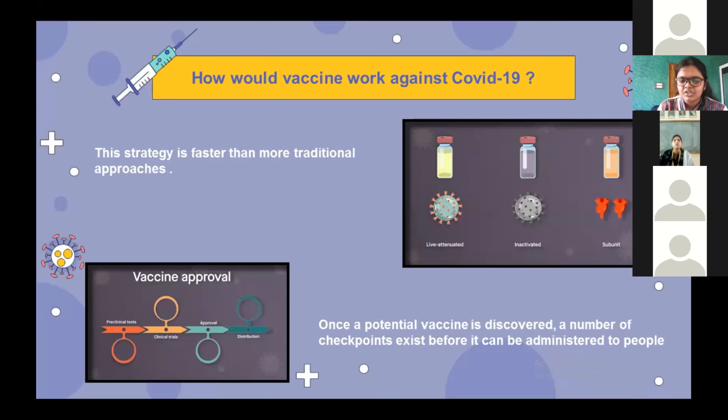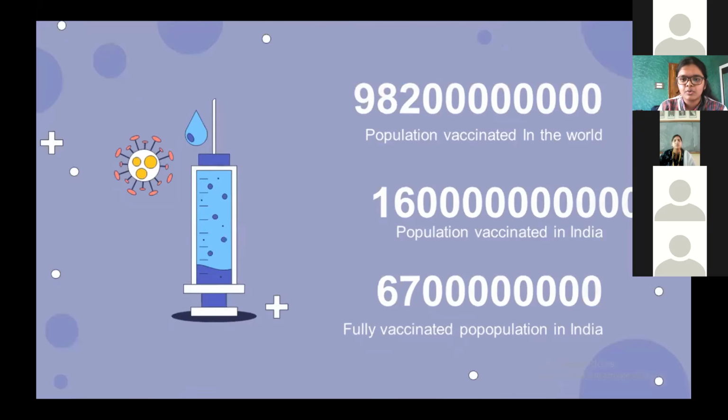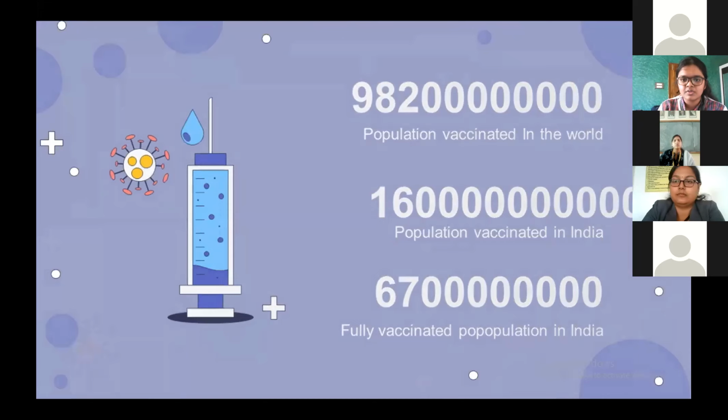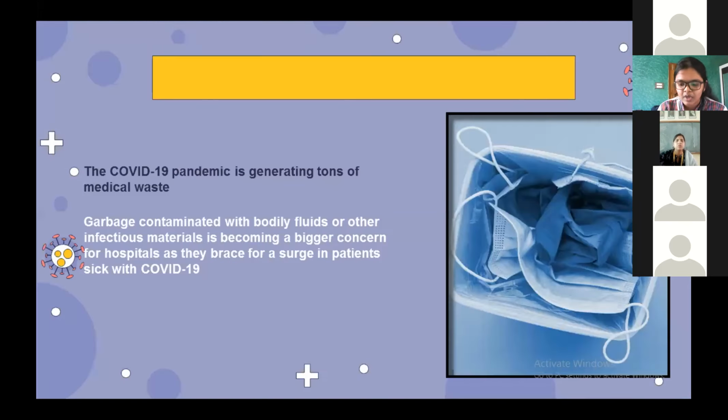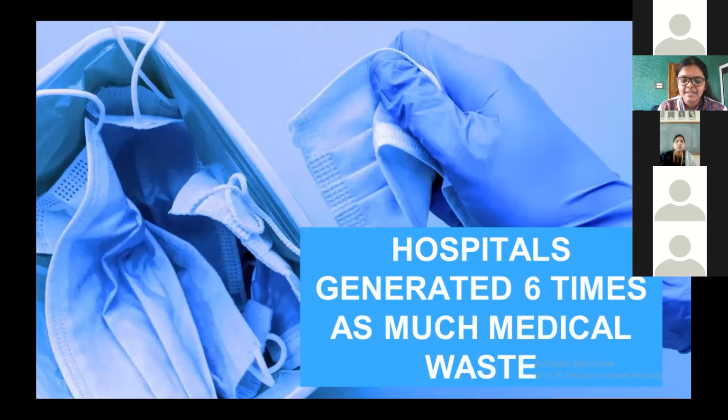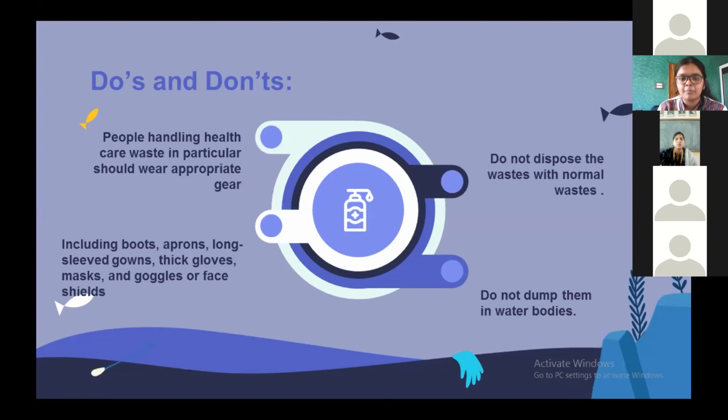But the major concern is how to dispose of the wastes that are collected during the treatment of COVID-19. Disposal of medical tools used during COVID-19 is the most essential part of the fight with COVID-19. Garbage contaminated with blood, fluid or other infectious material becomes a bigger concern for hospitals. Six times as much medical waste was generated by hospitals. So what should we do to dispose of them? The best way is to sterilize and destroy them.